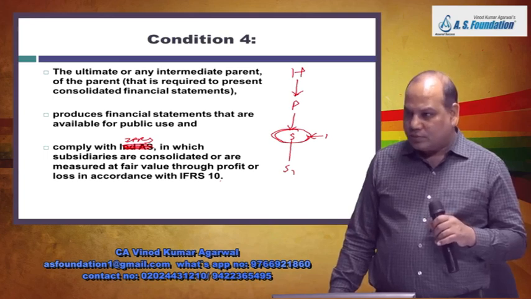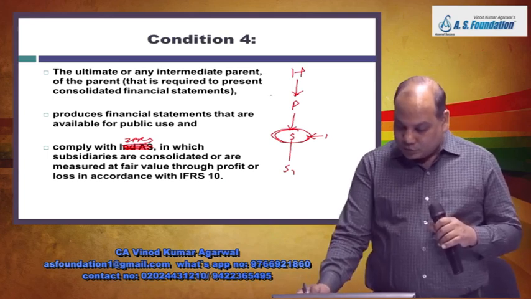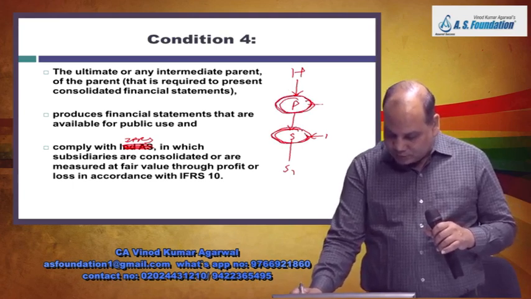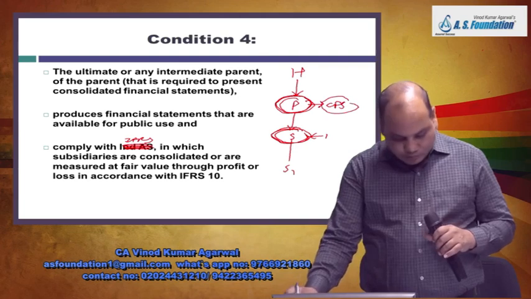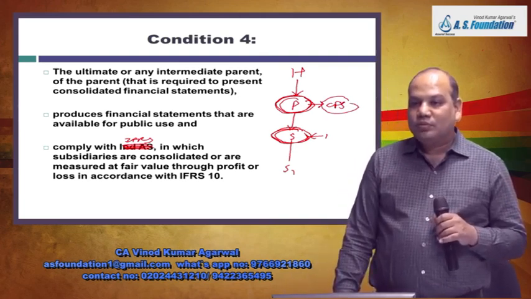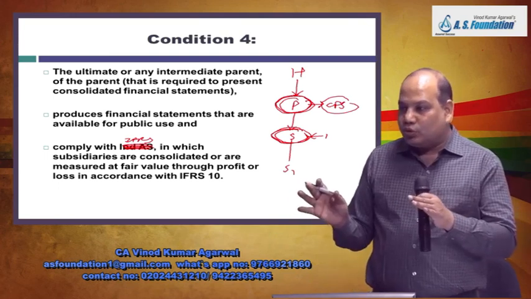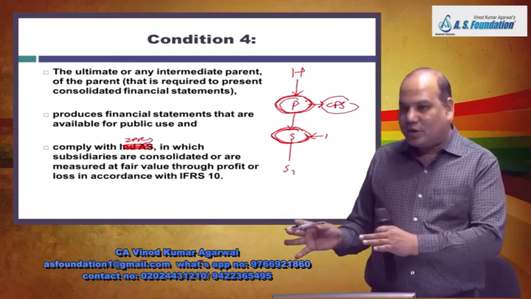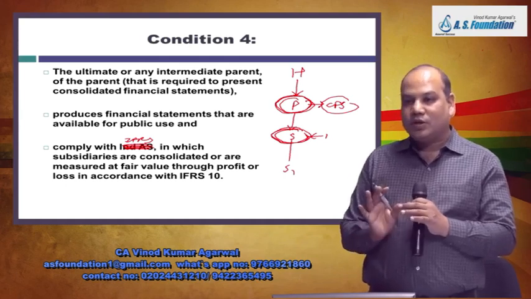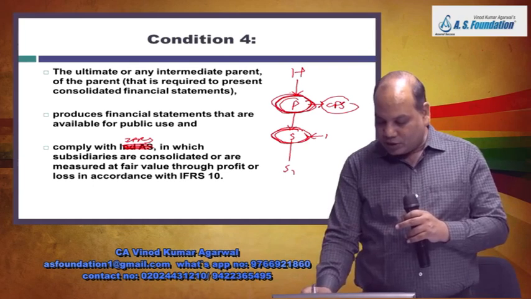or IFRS 9. Okay, that means suppose this parent company prepares CFS. Below you will see there are some entities who are allowed to show the subsidiaries at FVTPL if they don't want to consolidate that subsidiary. So P may have many subsidiaries.